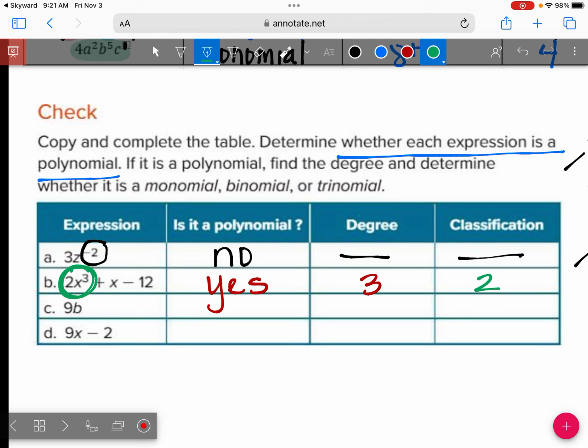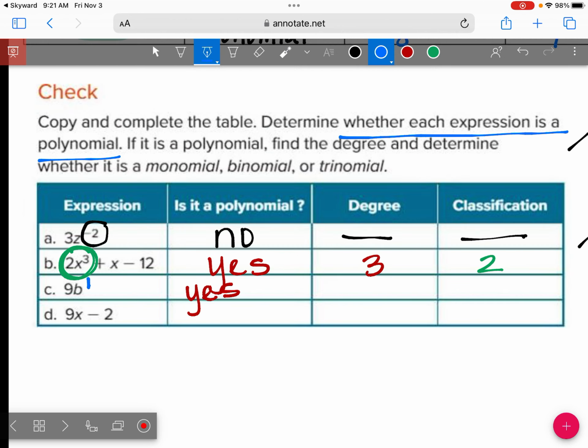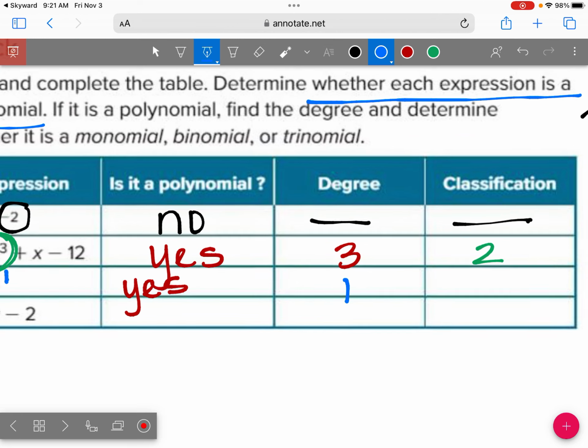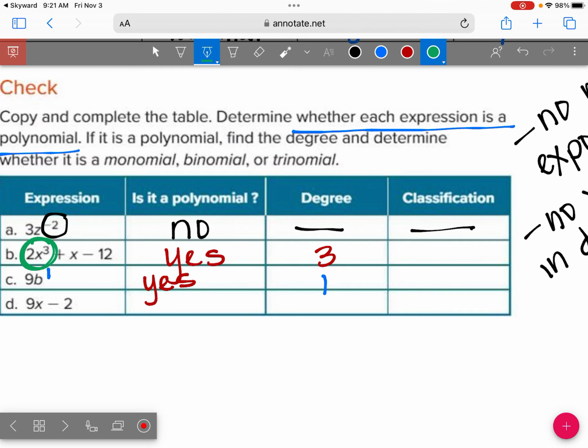For C, is this a polynomial? That's also a yes. My degree is what? What's the exponent on this B? 1, good job. So it's a first degree. And, oh, let me go back, I'm sorry. In that last column, instead of classification, they didn't want the leading coefficient, sorry. So for the second one where it says classification, because that was 3 terms, we would say it's a trinomial.